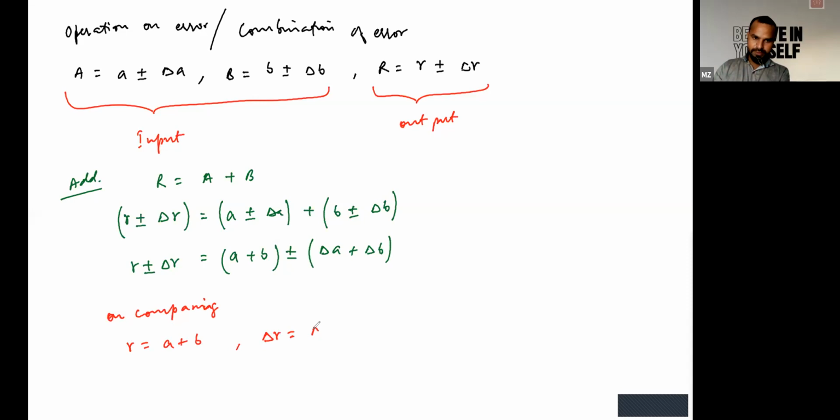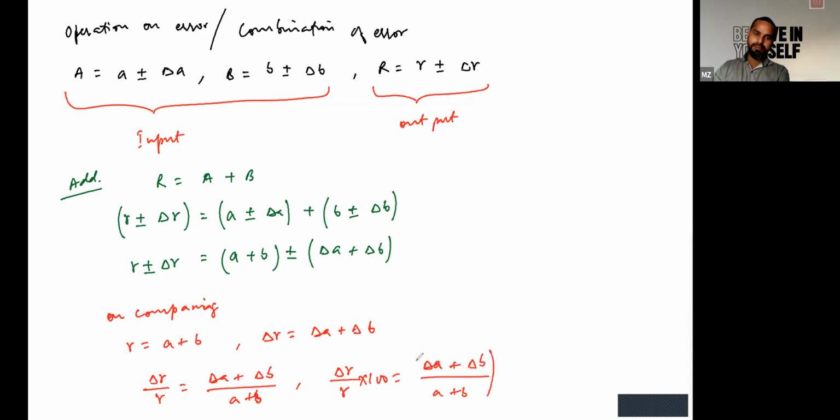Error part would be equal to error part. And if you divide it, you will get delta r by r is equal to delta a plus delta b divided by a plus b, to define fractional error. And if we multiply it by 100, delta r by r into 100 is equal to delta a plus delta b divided by a plus b multiplied by 100. You will get percentage error.